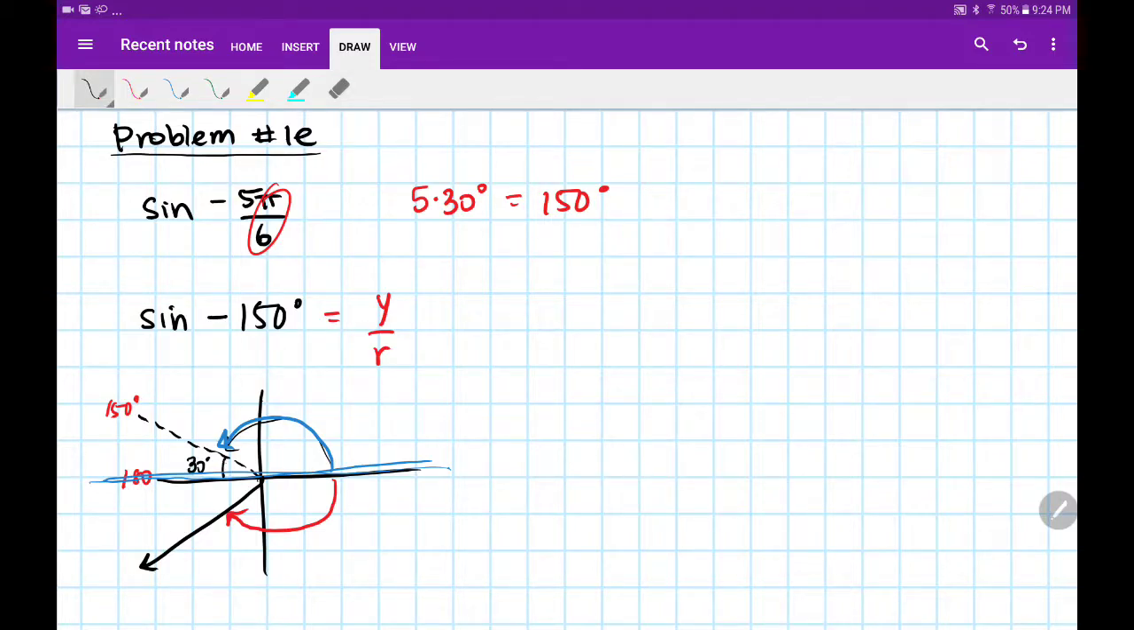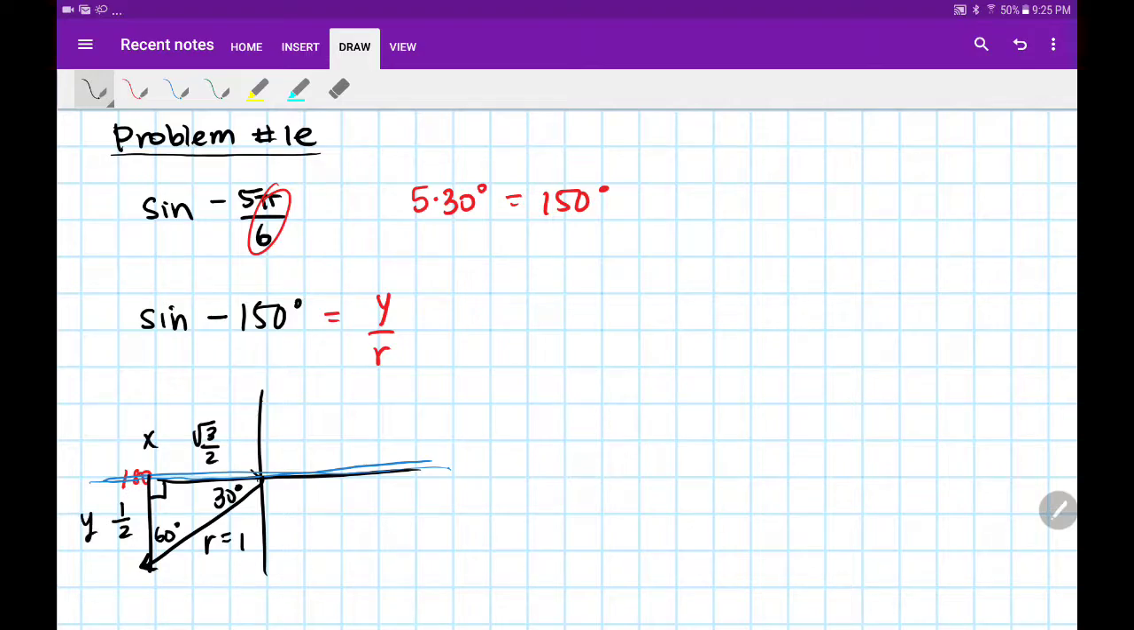Now keep in mind that the reference angle will always be the same. So if that was 30, this is 30. And now we can drop our perpendicular and label our sides. I'm going to clean this up a little bit. Okay, so across the 30 degrees, we should get a 1/2. If that's 30, that means this has to be 60, and across from 60, we get root 3 over 2, and r is always 1. This is my x, this is my y.